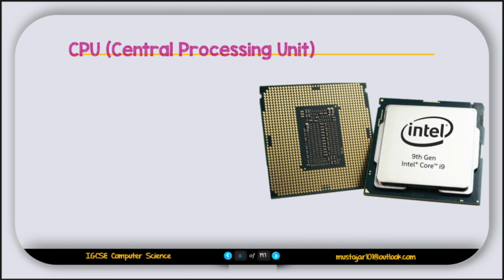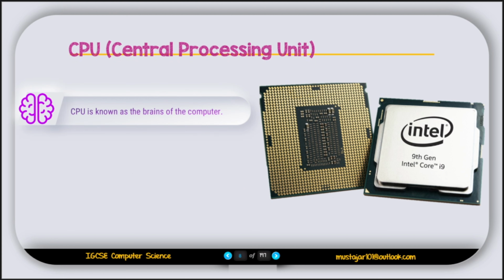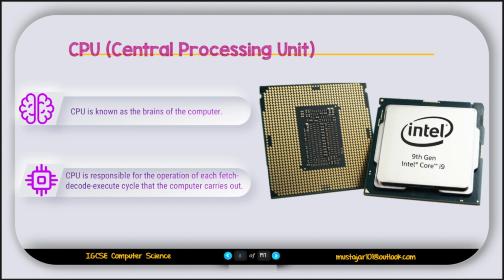Next component is called the CPU or Central Processing Unit. This is the main component. The CPU is known as the brain of the computer. The CPU is responsible for the operation of each fetch, decode, execute cycle that the computer carries out. We will learn about the fetch, decode, execute cycle in chapter 3.